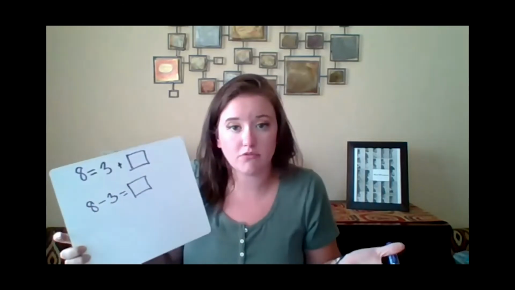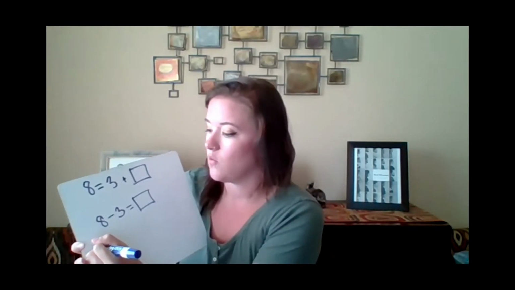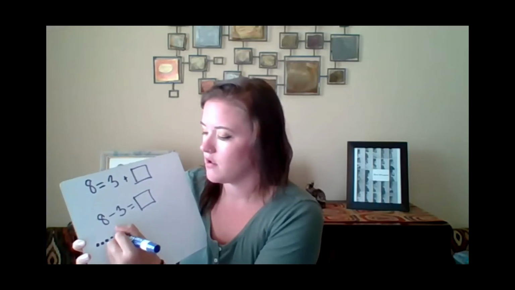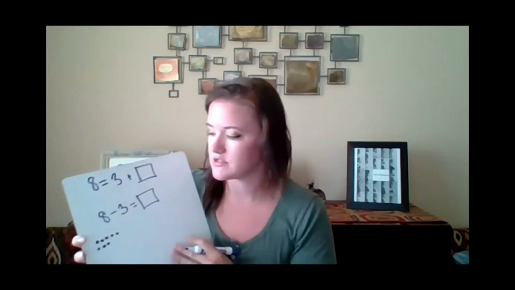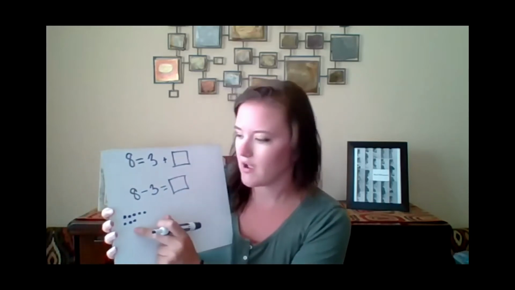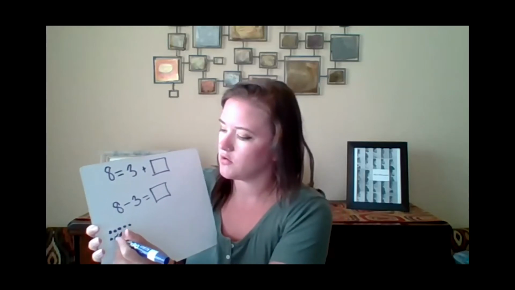So now I'm just going to draw my picture. So I have 8. I'm going to draw 8 circles. 1, 2, 3, 4, 5, 6, 7, 8. And then would you look at that? We need to get rid of 3. What do I have right here? 1, 2, 3.